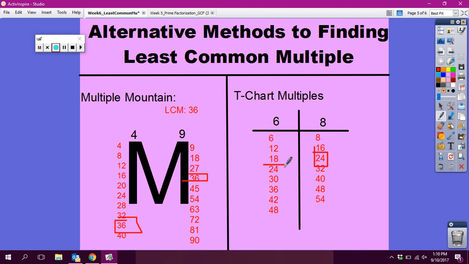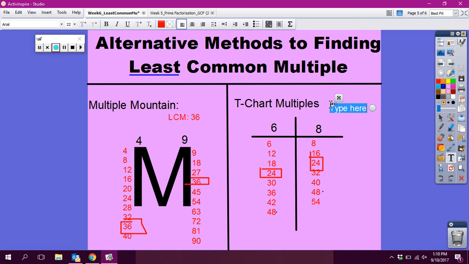But notice that I also listed something else that they both had in common, and that was 48. But be careful. Remember, we're looking for least common, lowest number. Okay, so while 48 is a multiple of 6 and 8, it is not the lowest or the least common. So again, don't fall into that trap of just multiplying the two numbers together. So my least common multiple for 6 and 8 is 24.